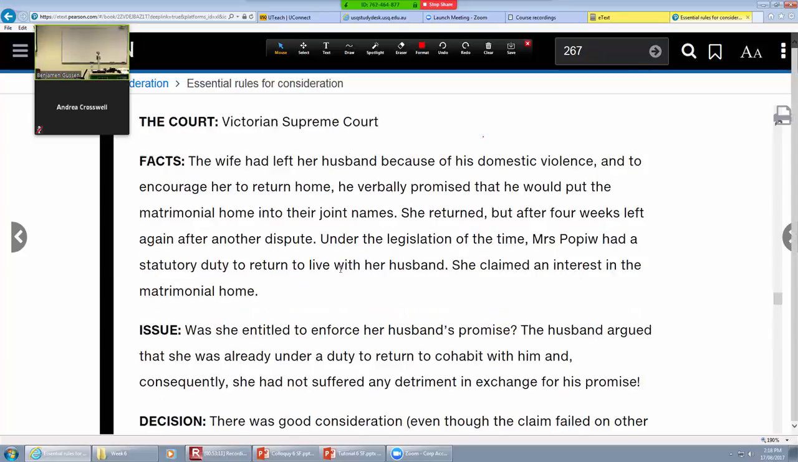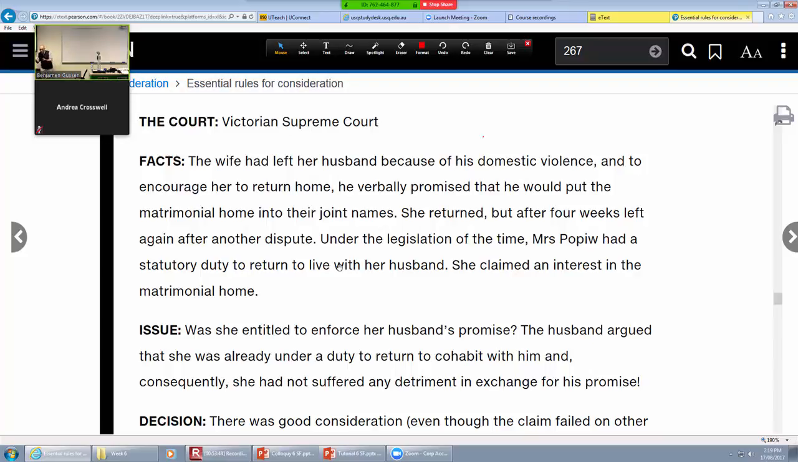After 4 weeks, she left again, because as you would imagine, there was another dispute. This is 1959, folks. Under the legislation at the time, she was under statutory duty. So there was an act that said, as a wife, she has to return and live with her husband. 1959. She returned, but back then, she was under a legal duty to do so.